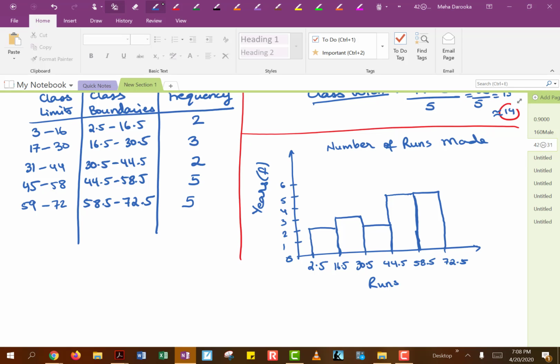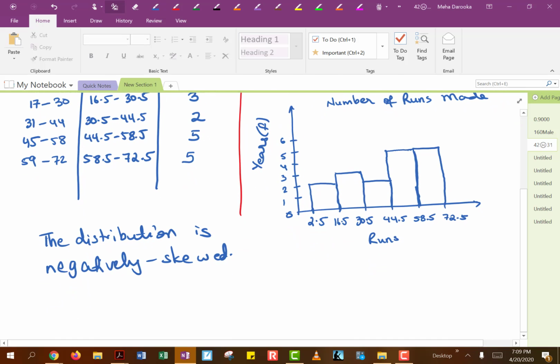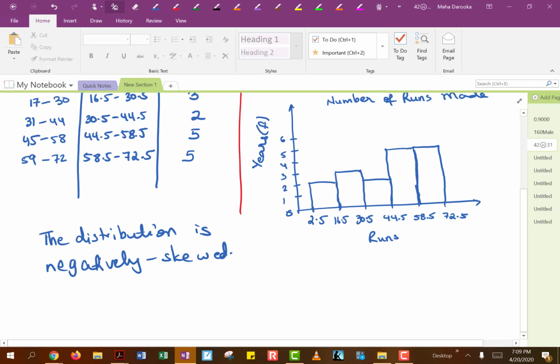So I would actually say that this distribution is negatively skewed, because of course you can see it's kind of forming a little bit of that tapering tail towards the left-hand side. Okay, so that's our histogram and our frequency polygon.